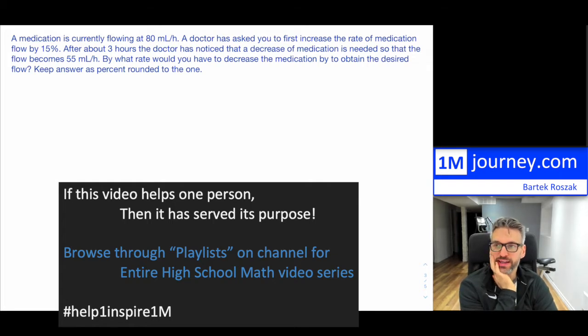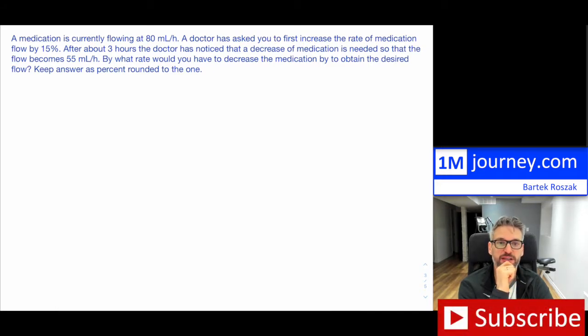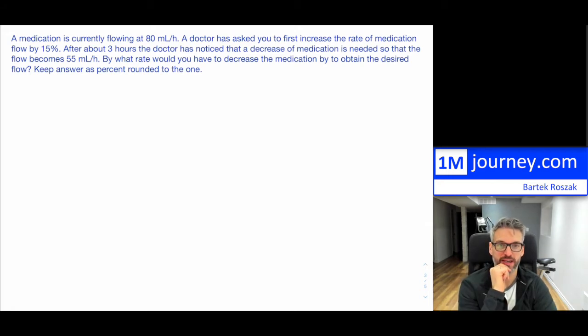Here's another pretty cool example. A medication is currently flowing at 80 milliliters per hour. A doctor has asked you to first increase the rate of medication flow by 15%. So we want to be increasing it up. After about 3 hours, the doctor has noticed that a decrease of medication is needed so that the flow becomes 55 milliliters per hour. By what rate would you have to decrease the medication to obtain the desired flow?